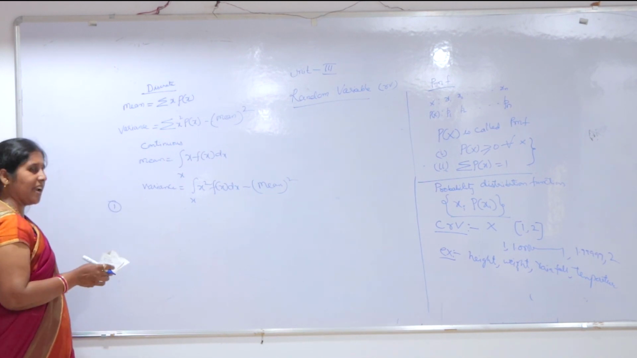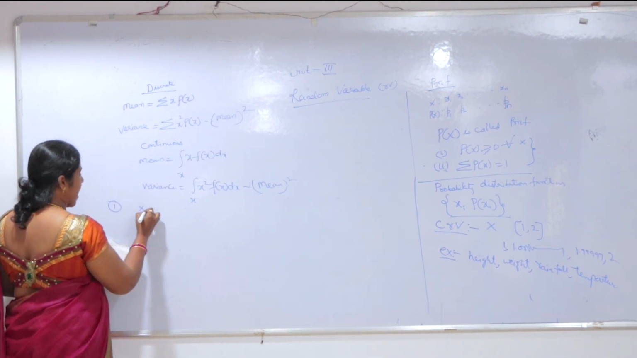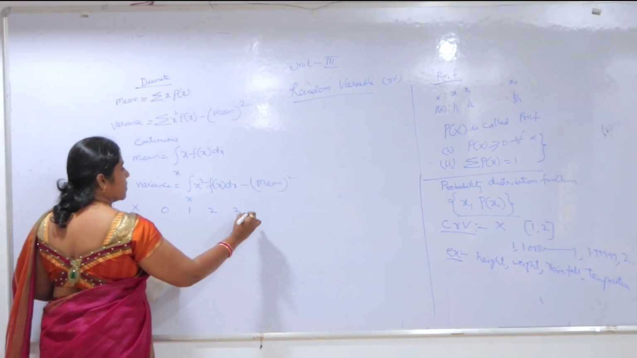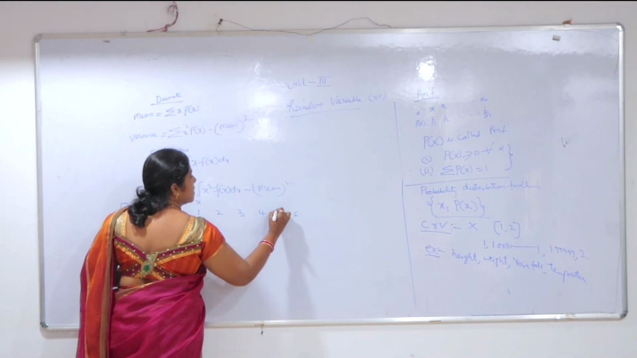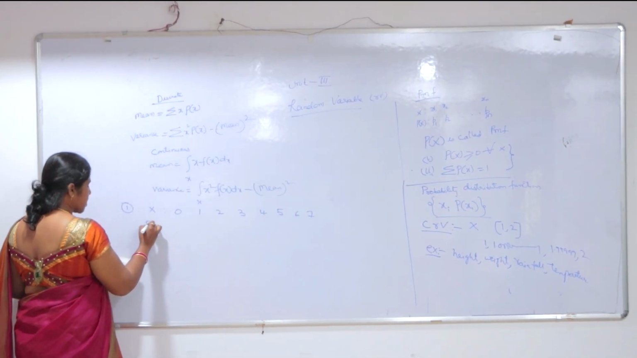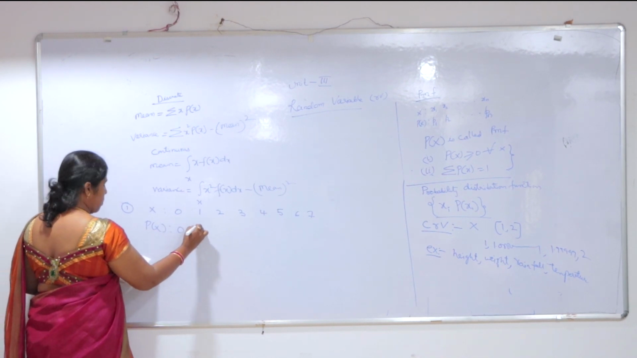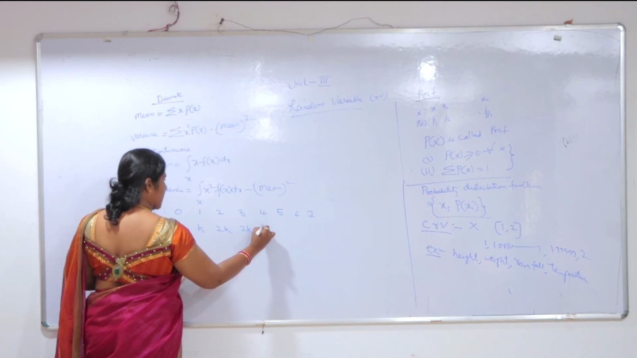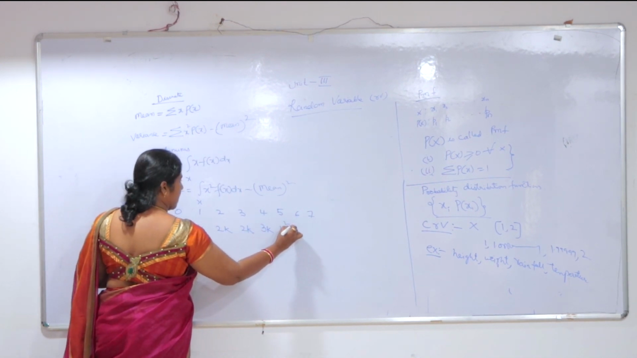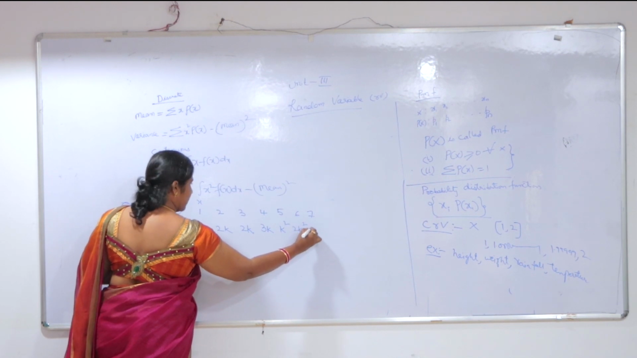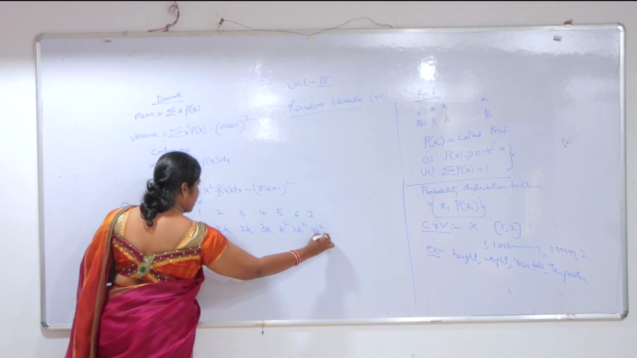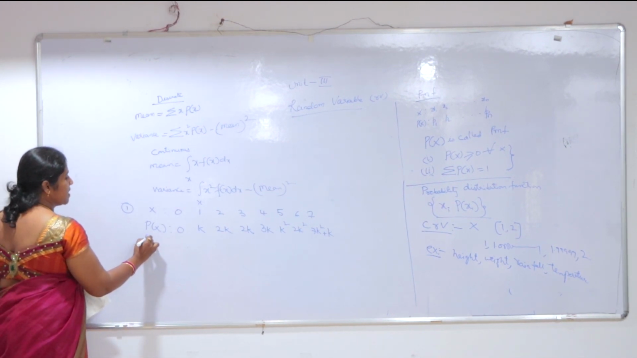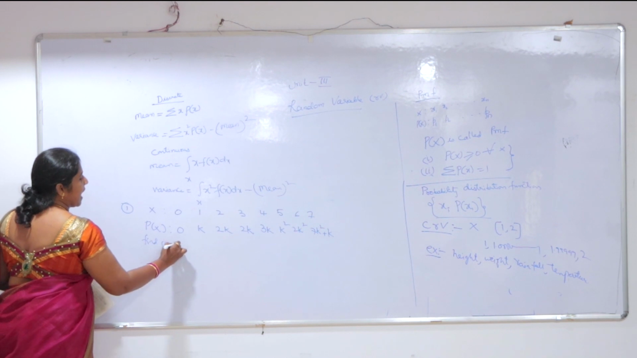A discrete random variable is given with the corresponding x values 0, 1, 2, 3, 4, 5, 6, 7. And the corresponding probabilities are 0, k, 2k, 2k, 3k, k square, 2k square, 7k square plus k. I think you can remember these formulas you have done in your intermediate, and it is a very important question from the examination point of view.